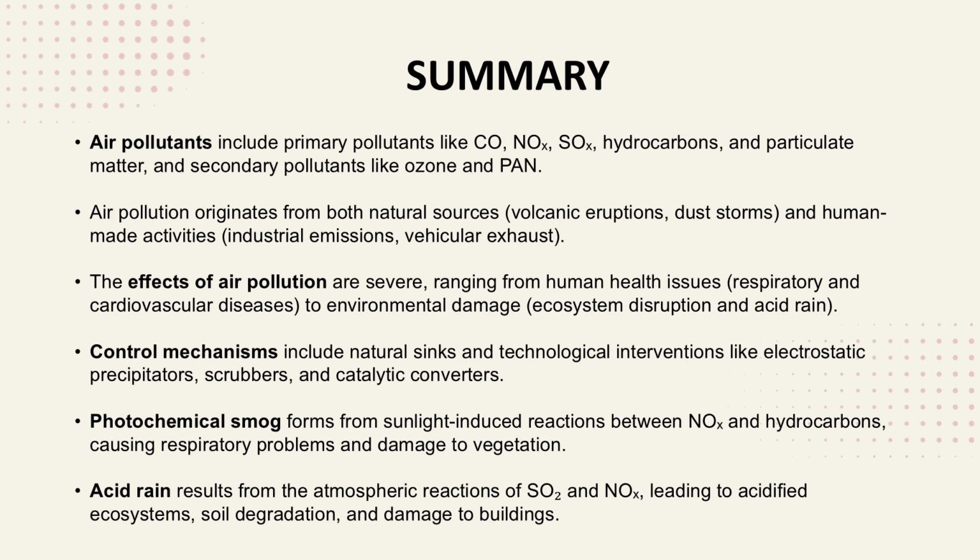In summary, air pollutants include primary pollutants like CO, nitrogen oxides, sulfur oxides, hydrocarbons, and particulate matter, as well as secondary pollutants like ozone and PAN. Sources of pollution include both natural events like volcanic eruptions and human-made activities like industrial and vehicular emissions. Effects of air pollution range from health problems such as respiratory and cardiovascular diseases to environmental damage like acid rain and climate change. Control mechanisms include natural sinks and technologies like electrostatic precipitators and catalytic converters. Photochemical smog and acid rain are major environmental issues caused by air pollution, affecting both health and the environment.